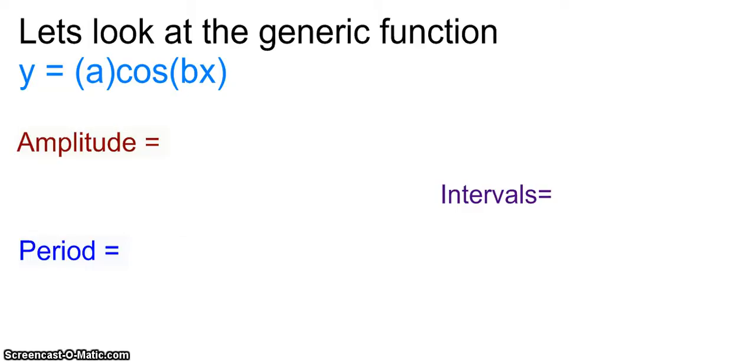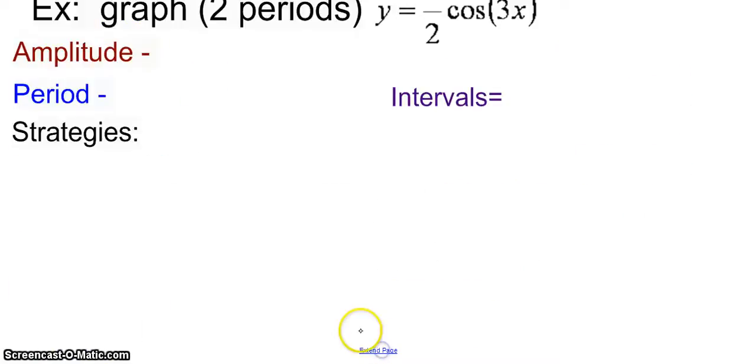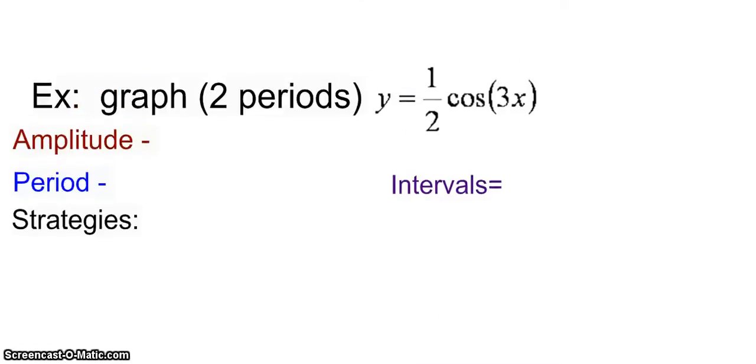Okay, let's look at the generic function of cosine. It's the same as sine. Y equals a cosine bx. What do these mean? Amplitude is the absolute value of a. Period is 2 pi over b. Intervals are the period over 4. So again, nothing has changed from what we did just do with sine. So now let's look at graphing and our strategies.